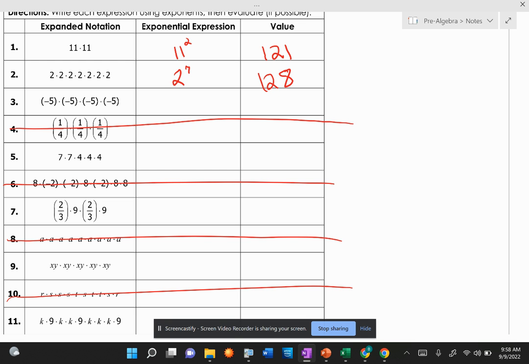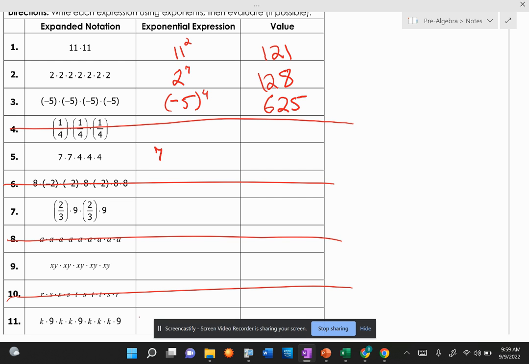Okay? All right, so number 3. Our exponential expression should be negative 5 to the 4th. Negative 5 to the 4th. If you don't write it with parentheses, that's the difference between you getting a 4 or getting a 3.5. Because it's really important that we remember that. What's the value? 625.